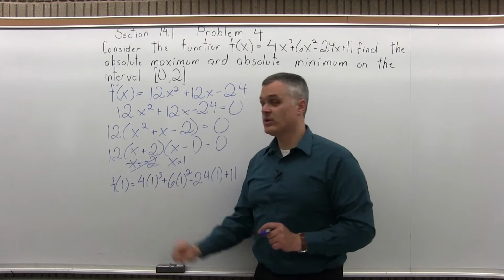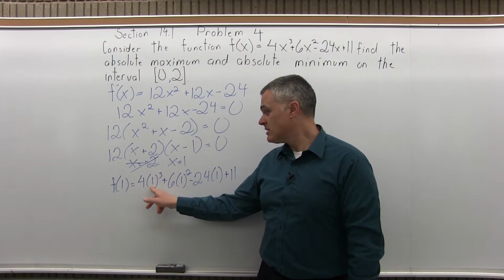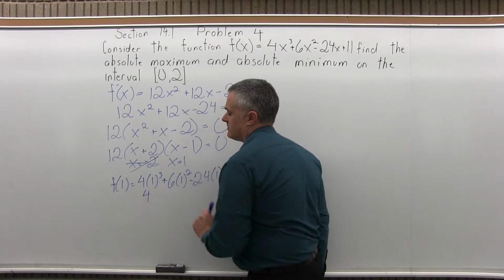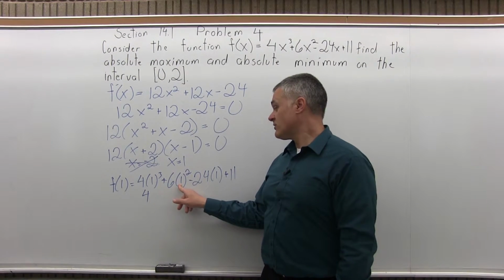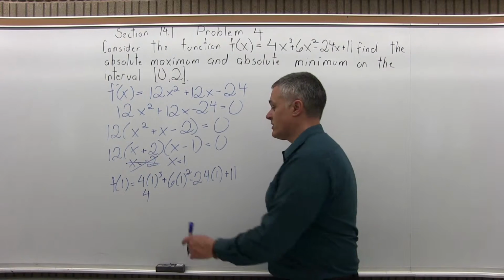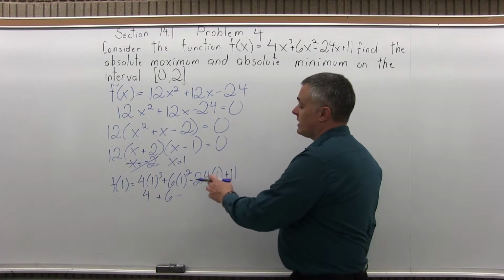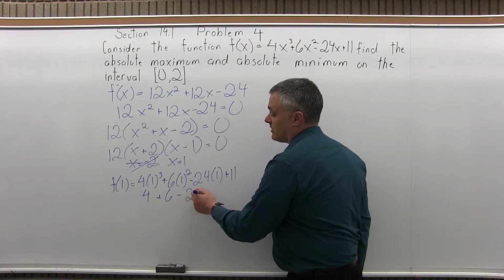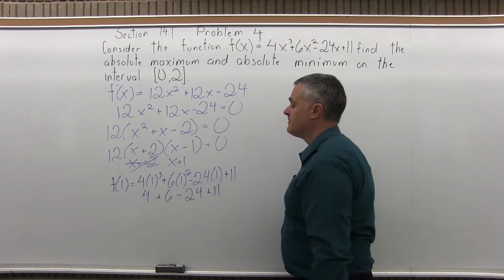And if you do the math, 4 times 1 cubed, do the 1 cubed first, you get 1, and then times the 4 in front, 1 times 4 is 4. The next piece, 6 times 1 squared, do the 1 squared first, you get 1 times the 6 in front, 1 times 6 is 6. And then 24 times 1 is 24. Pay attention to the sign, it's going to be minus 24 because negative 24 times positive 1. And you have an 11 at the end.